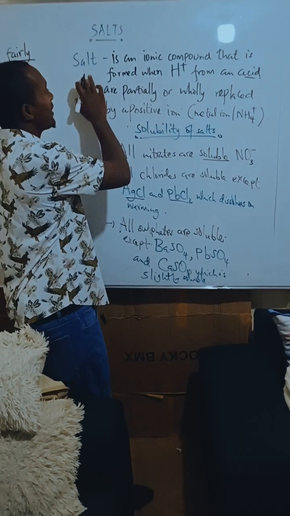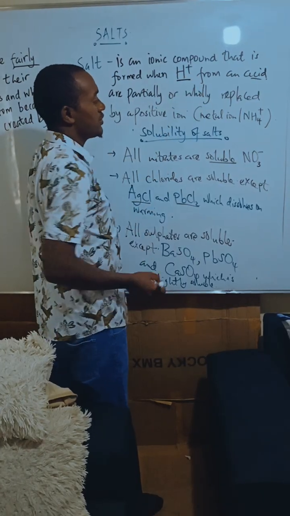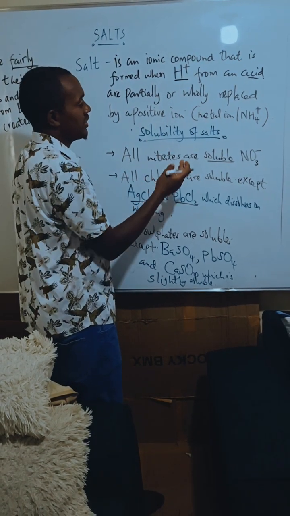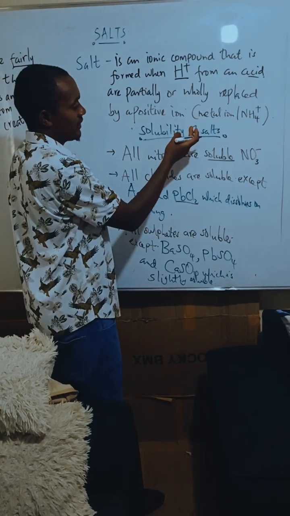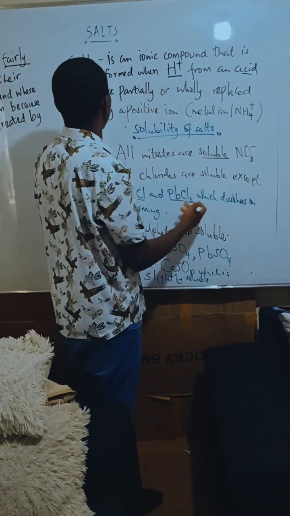So what is a salt? A salt is an ionic compound that is formed when hydrogen ions, usually in an acid, are partially or wholly replaced by a positive ion, which is a metal ion or ammonium ion.